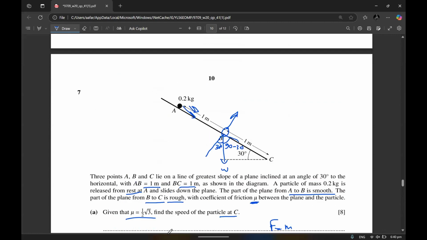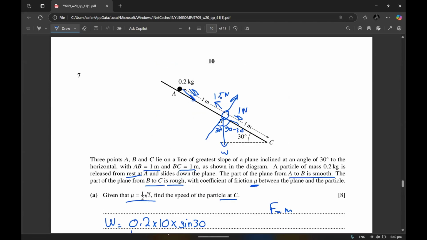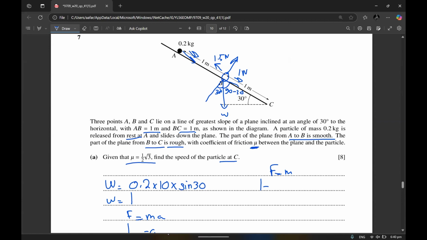So now over here, there is a frictional force acting of 1.5 Newton this way, and the weight is 1 Newton still. So the resultant, the acceleration will be something negative. So it will slow down. Of course, it will slow down, since it's rough.